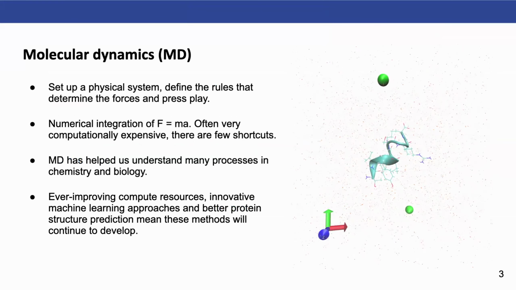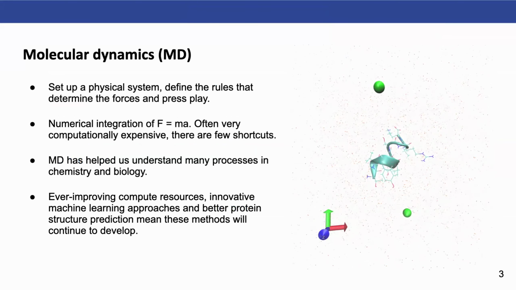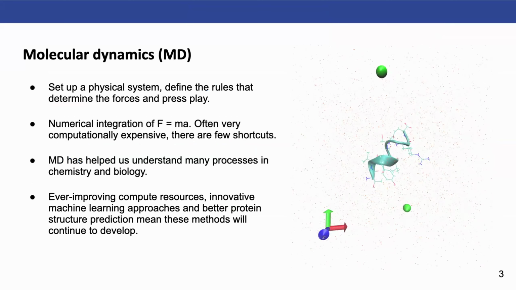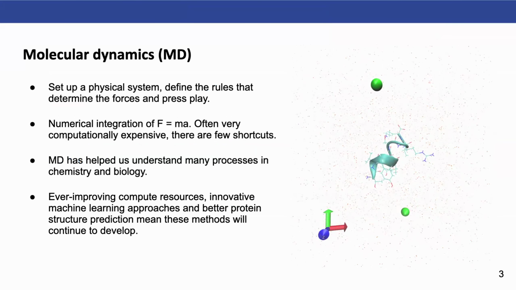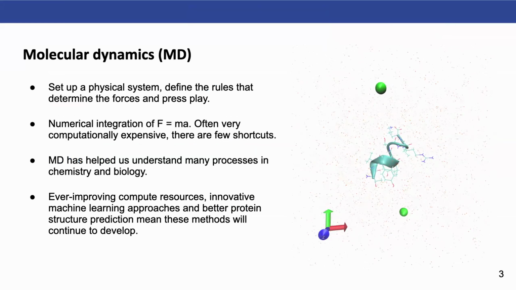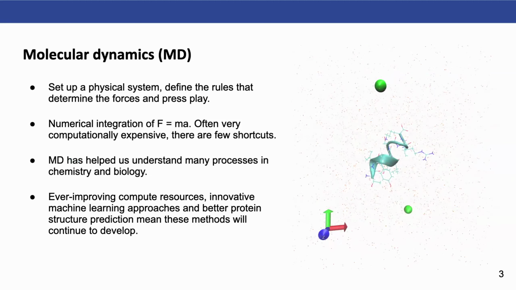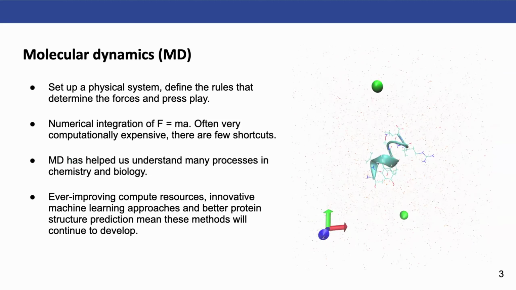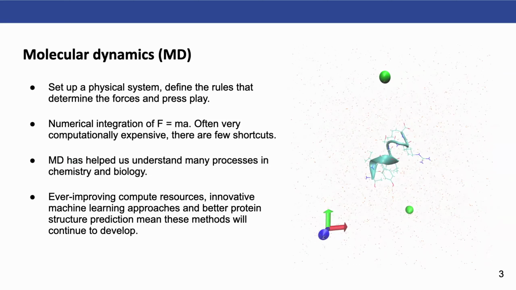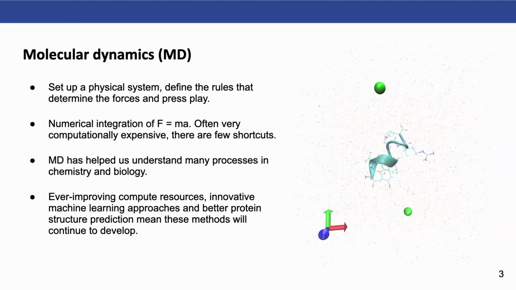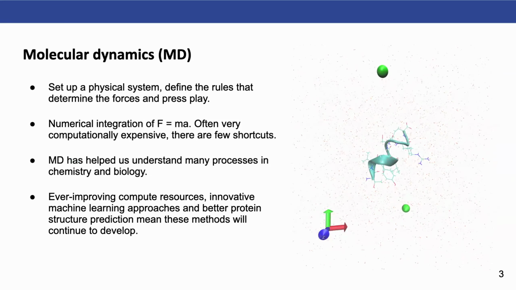I probably don't need to introduce this too much to this audience. Molecular dynamics: you basically set up a physical system, so that's atoms in some orientation. You define the rules that determine how the atoms interact, and then you basically press play, which in practical terms means numerical integration of F equals ma. There's not really any shortcuts unless you want to do enhanced sampling, so this is often very computationally expensive. On the right here you can see a small peptide, a small protein, flopping around in water. That's just a few picoseconds, I think, of interaction.